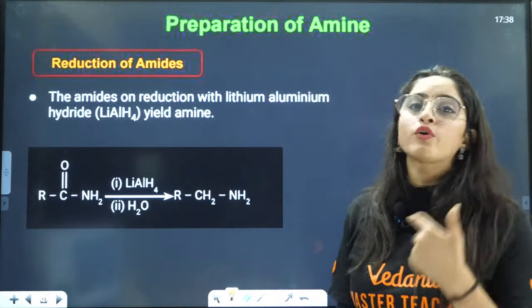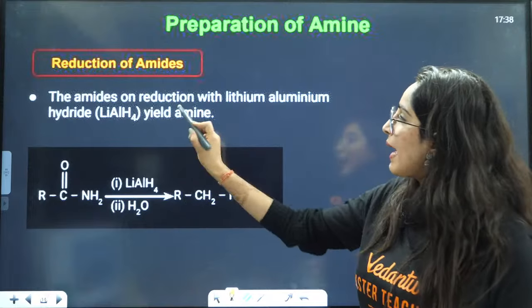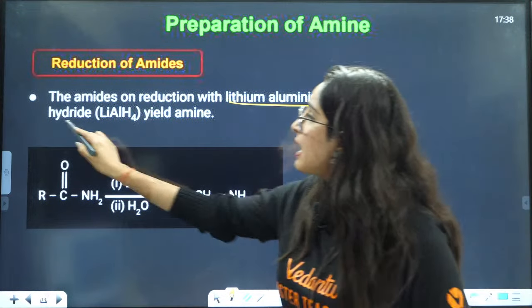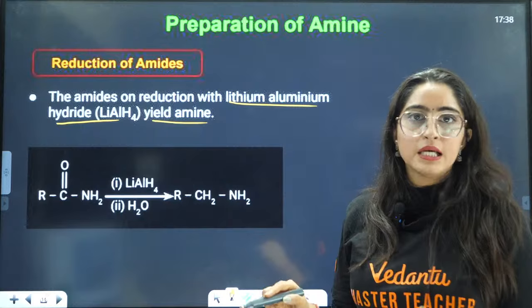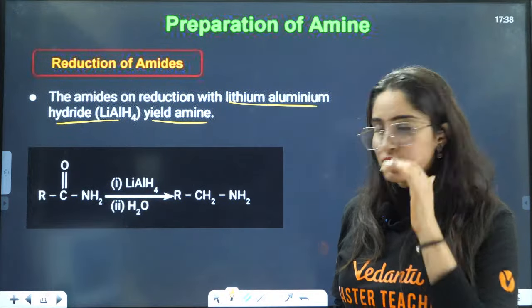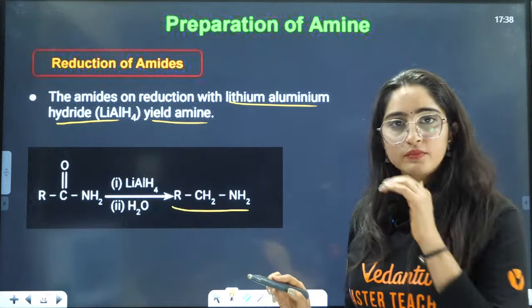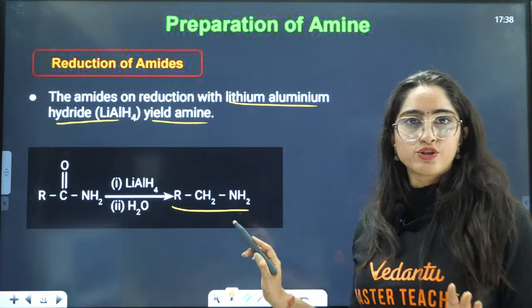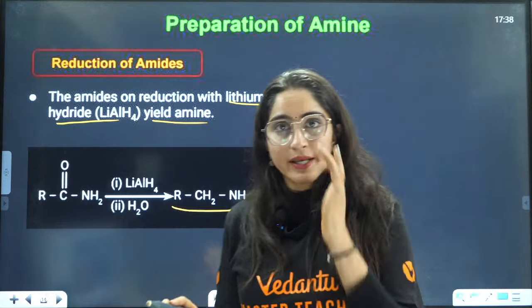So basically, the amide on reduction with lithium aluminium hydride yields amine. That will add hydrogens in comparison to the double bond oxygen, and hence you will have the formation of CH2NH2. This is the amine that you will get.